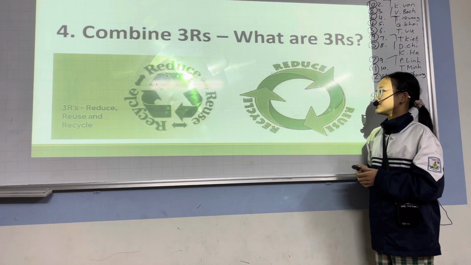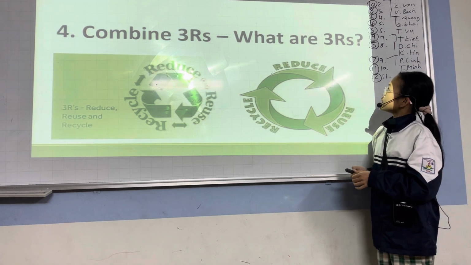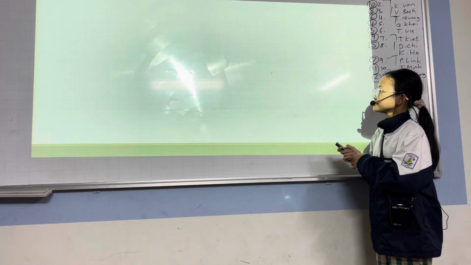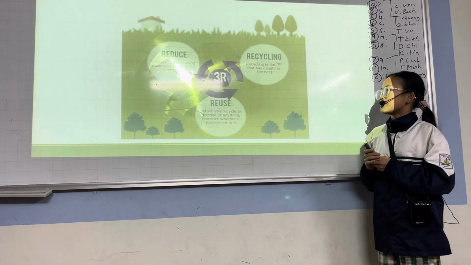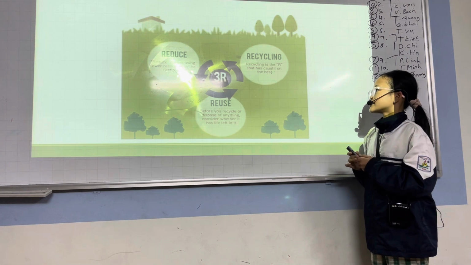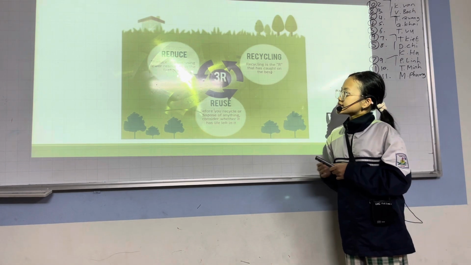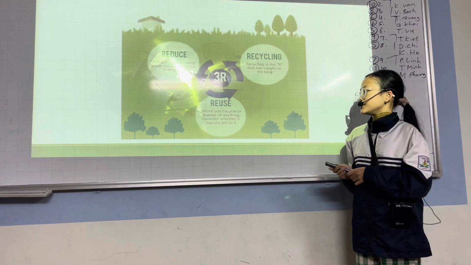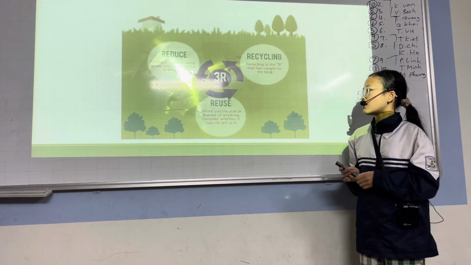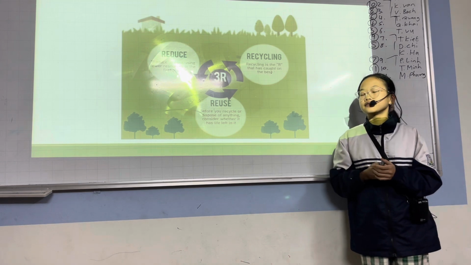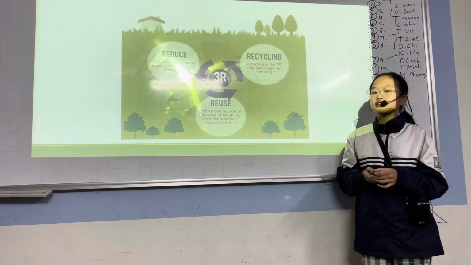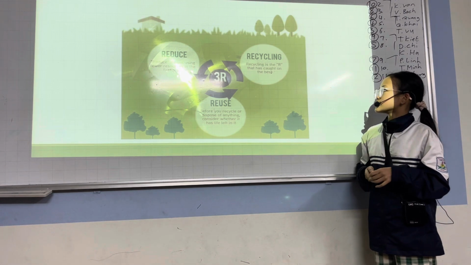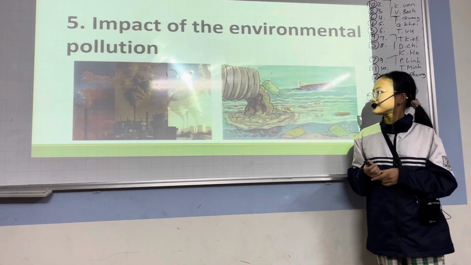Part 4, I will tell you combine trials. What are trials? There are pictures about trials. Trials are reduce, reuse, and recycling. Reduce means using fewer resources in the first place. Reuse before you recycle or dispose of anything. Consider whether it has life left in it. Recycling is the all that has caught on the base.